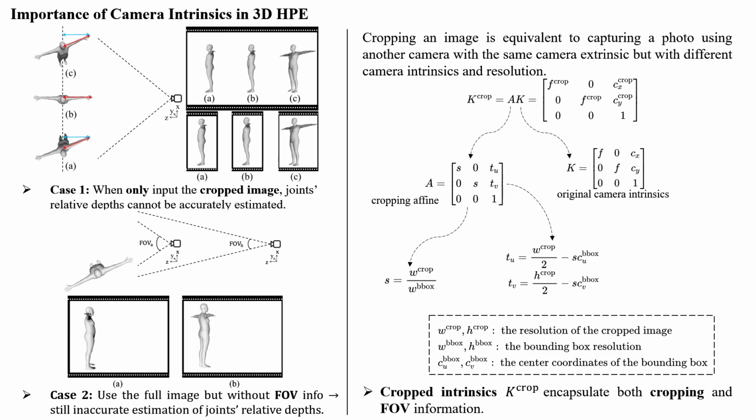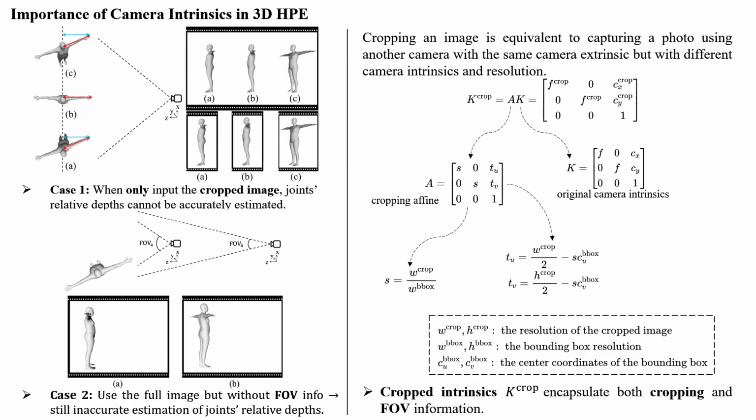From the cropped images, we can see that first, although human subjects A and B have different relative depths, they yield the same cropped images. Second, subjects A and C share the same relative depths but produce distinct cropped images. So from cropped images alone, it's hard to accurately estimate the relative depths of joints.